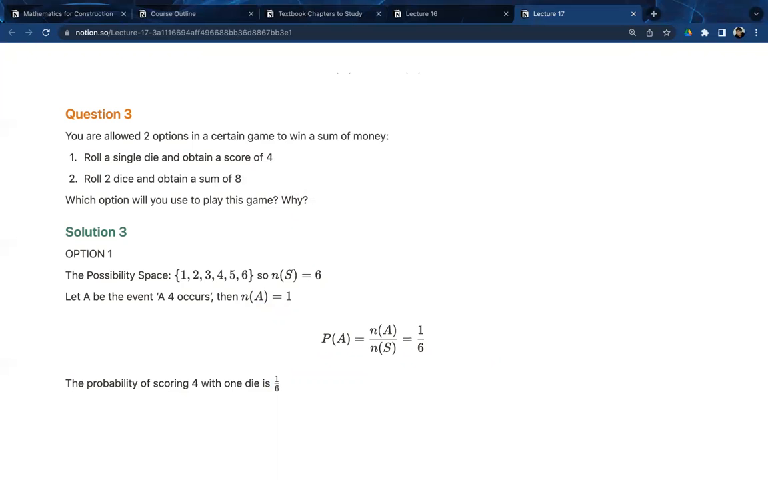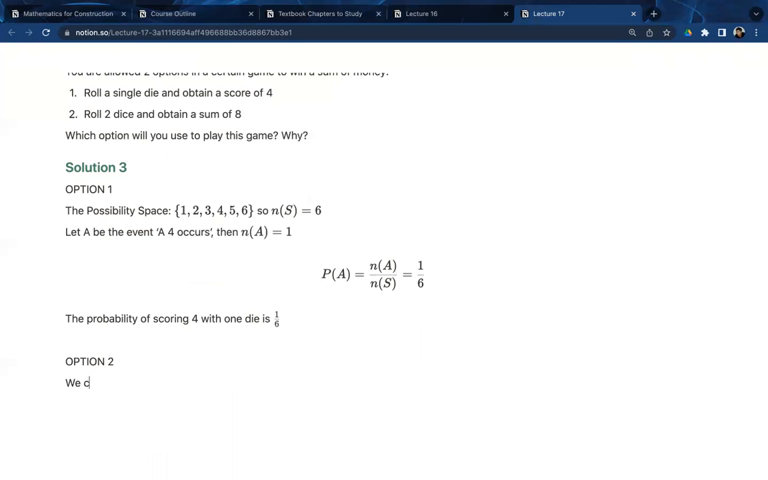So this is the conclusion. The chances of you winning the sum of money is 1/6, right? Option 2. We can represent a single outcome as an ordered pair of scores.